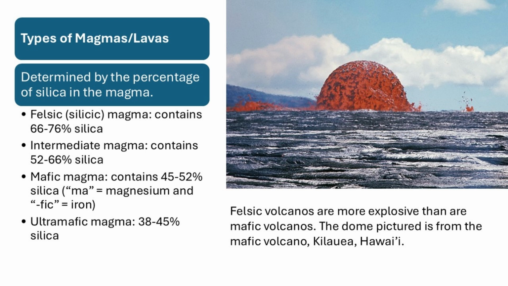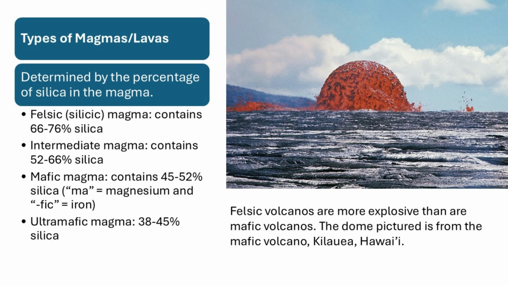Then you're going to have an intermediate magma or lava. That's going to contain a little bit less silica, 52 to 66%. And this is going to have a mix of color. So typically it is going to be pretty even mixture of light colored minerals and dark minerals. There are a lot of feldspars that are both in the felsic and intermediate magmas, and they are very light in color.